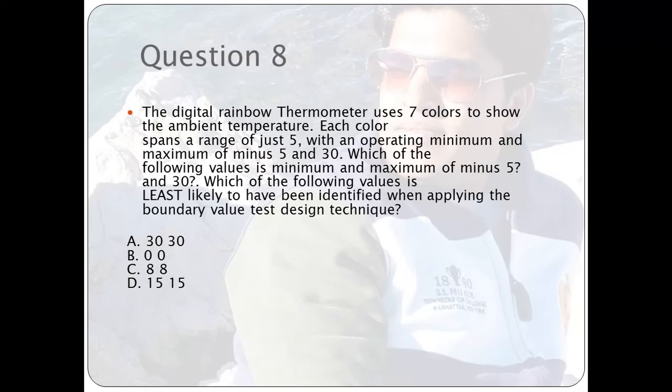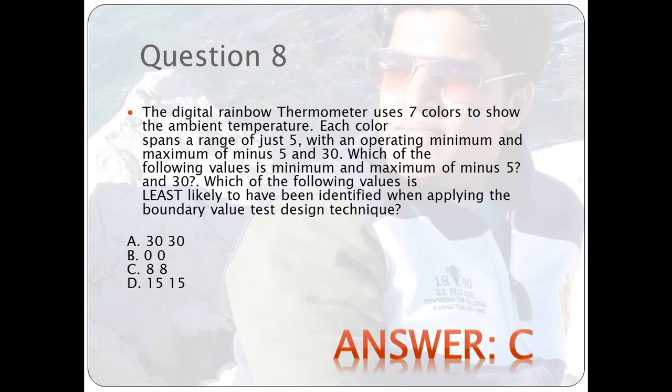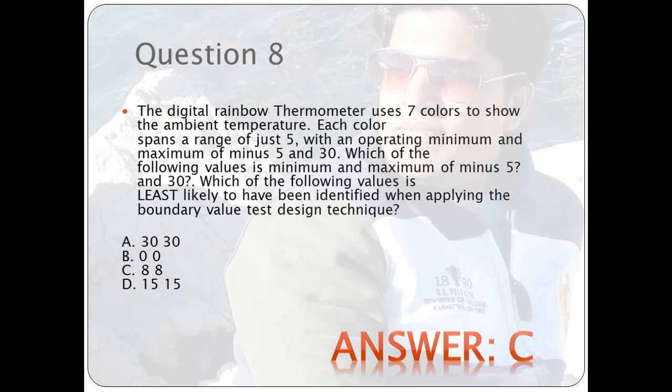A scenario is given where a digital rainbow thermometer spans from -5 to 30 degrees. We need to find out the least likely test case which we will apply for boundary value analysis. The options given are 30-30, so that seems correct. 0-0 seems correct. 15-15 is one of the mid situations that can be correct, but 8-8 is least likely to be our input when we are doing boundary value analysis. So the correct answer is C. Next question.